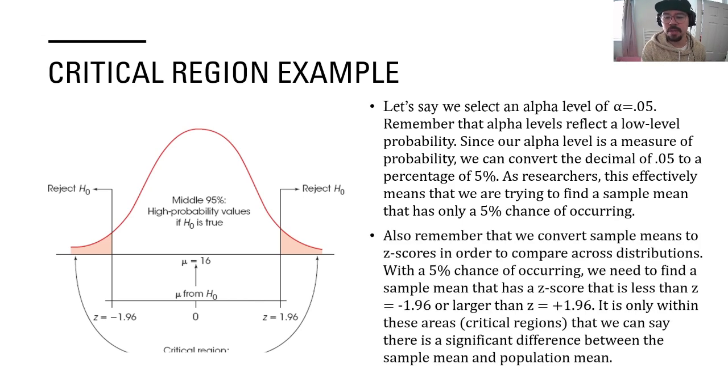chance of occurring. Also remember that we convert sample means to z-scores in order to compare across distributions. With a 5% chance of occurring, we need to find a sample mean that has a z-score that is less than negative 1.96 or larger than 1.96. It is only within these areas, in these critical regions, that we can say there's a significant difference between the sample mean and the population. So this is all a part of step 2.